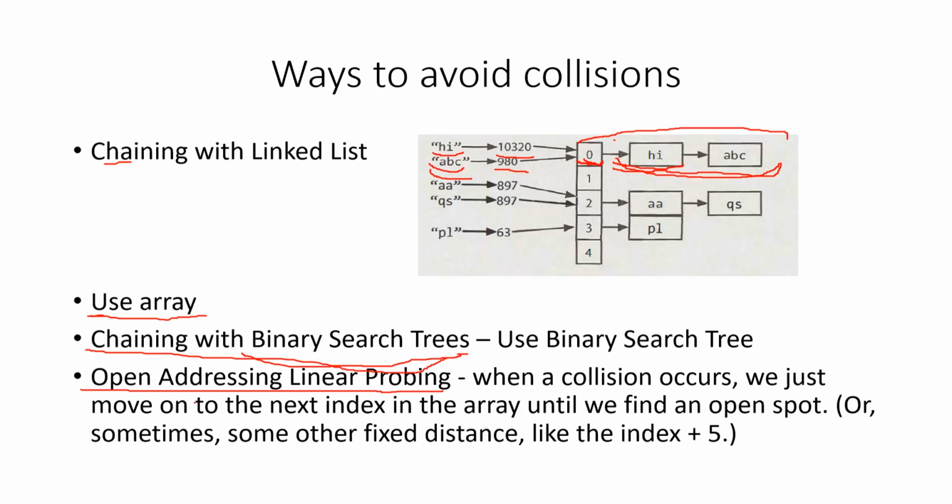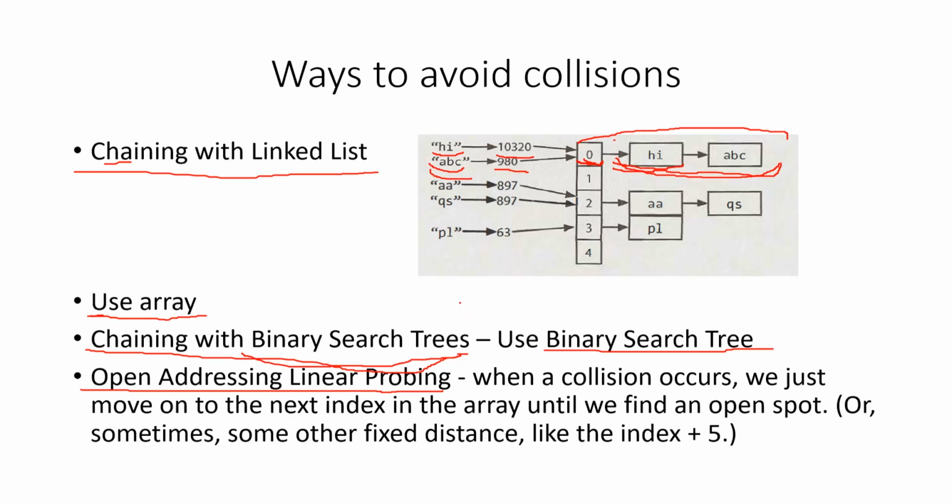And the last method is open addressing with linear probing. So what does it mean? In open addressing linear probing, we don't use any additional data structure. In all previous methods, we used a linked list or array or binary search tree. In open addressing linear probing, we don't use any other additional data structures. So what does it do?